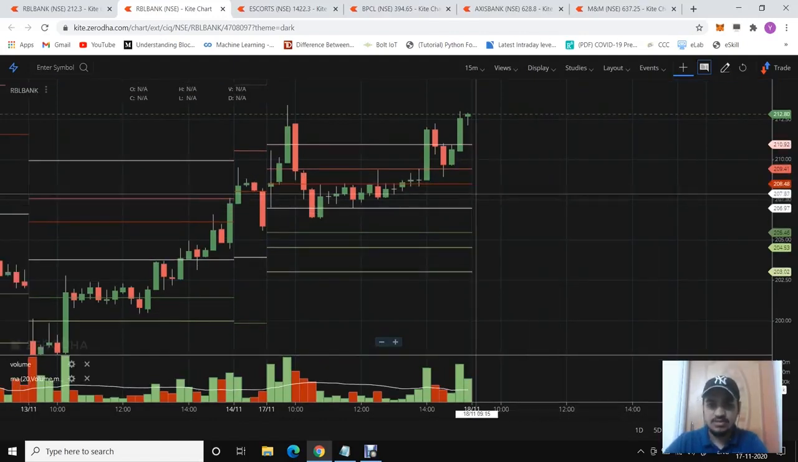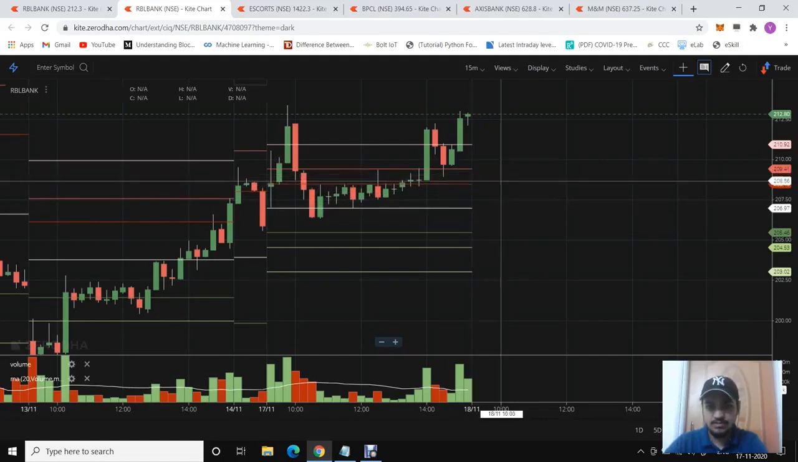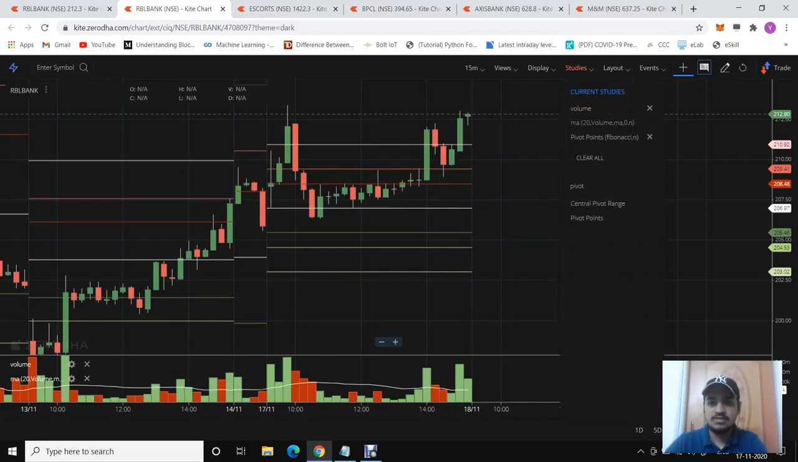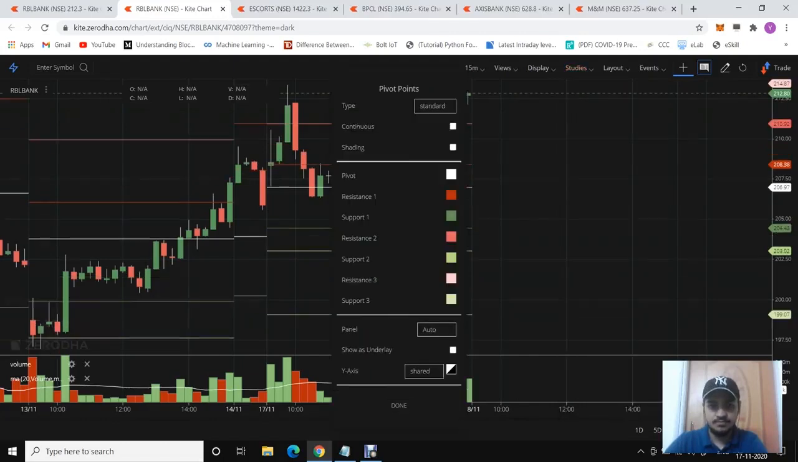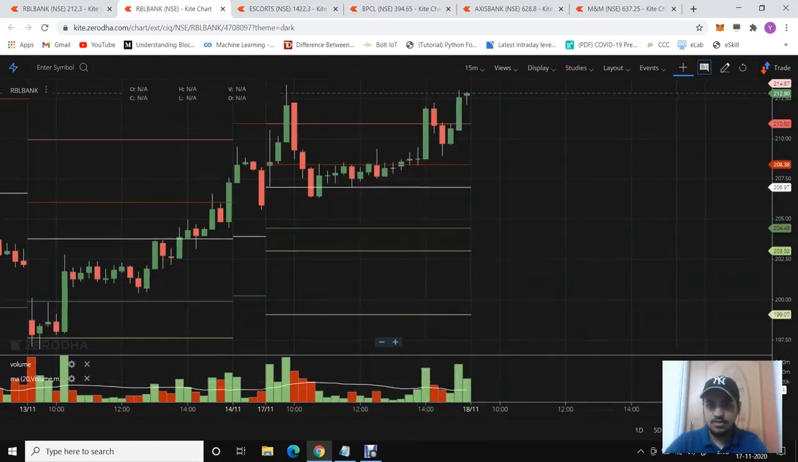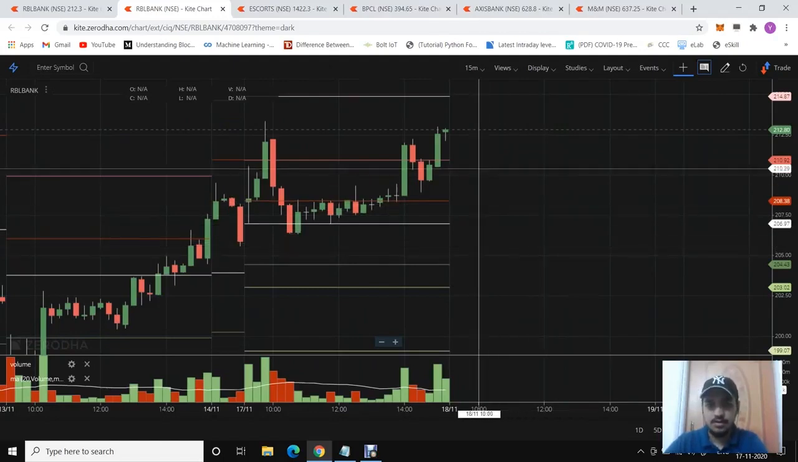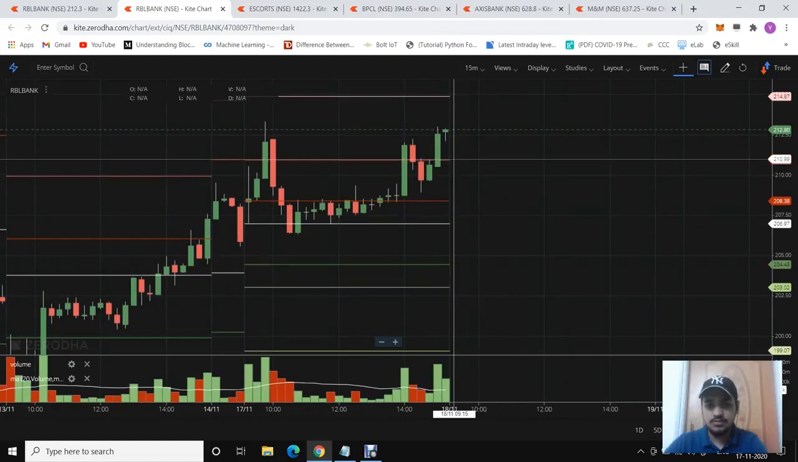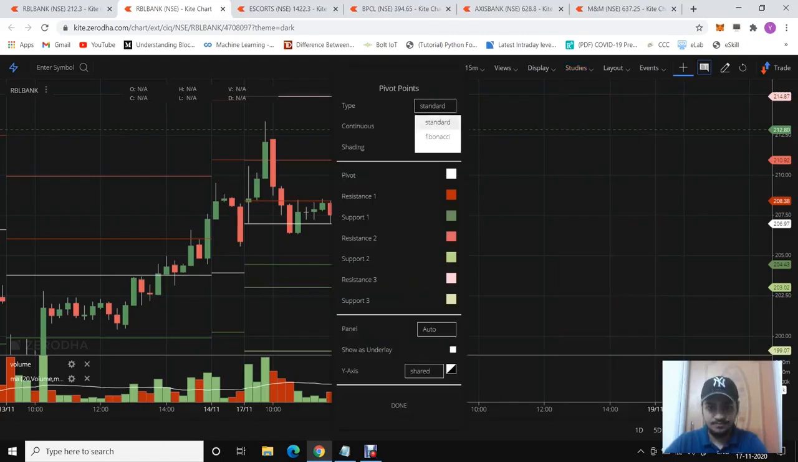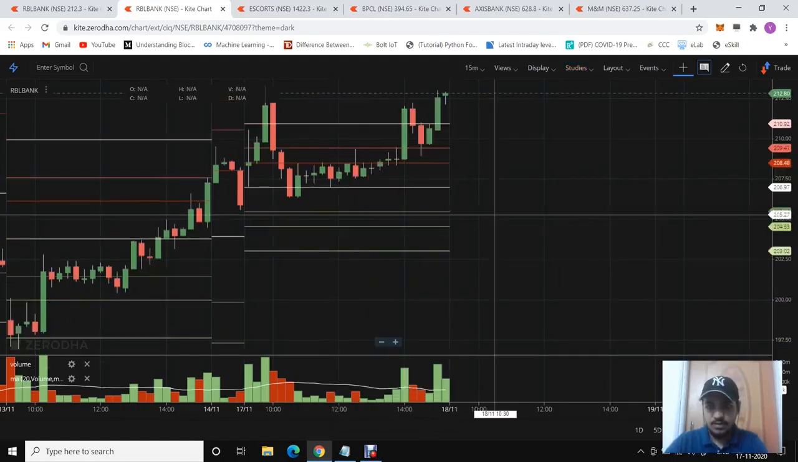As you can see, R1 in Fibonacci pivot point is at 208.48. But if I switch this to standard, you'll see that R1 is at 208.38. So there's a difference of 0.1. If you go to R2, R2 in standard pivot points is at 210.92, as you can see here. Now if I switch to Fibonacci, you'll see that R2 here is at 209.41.